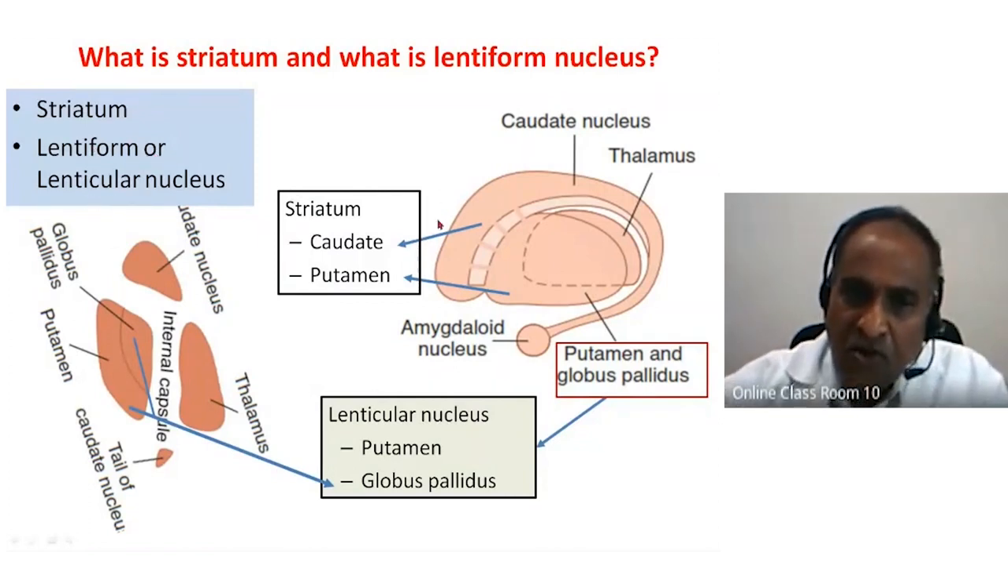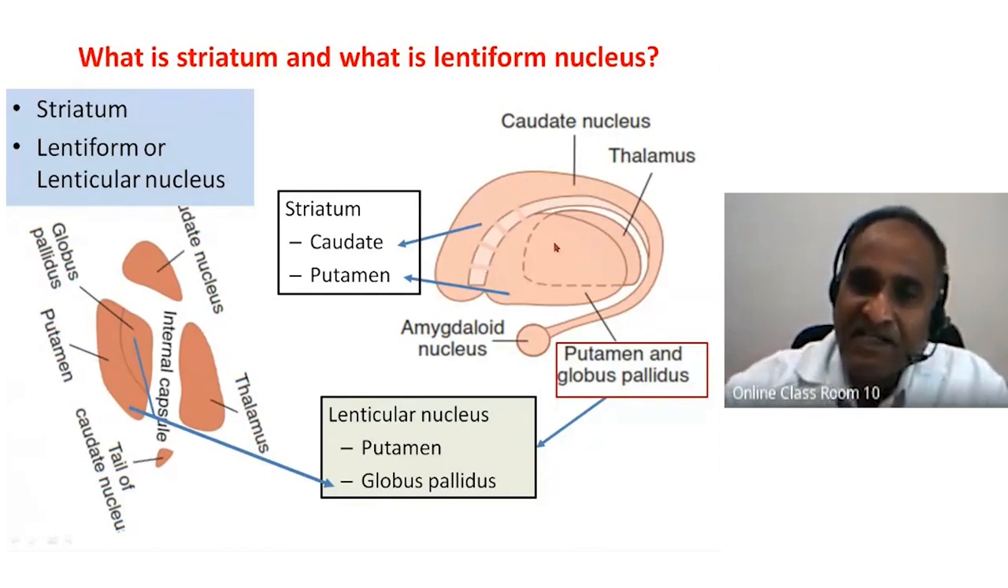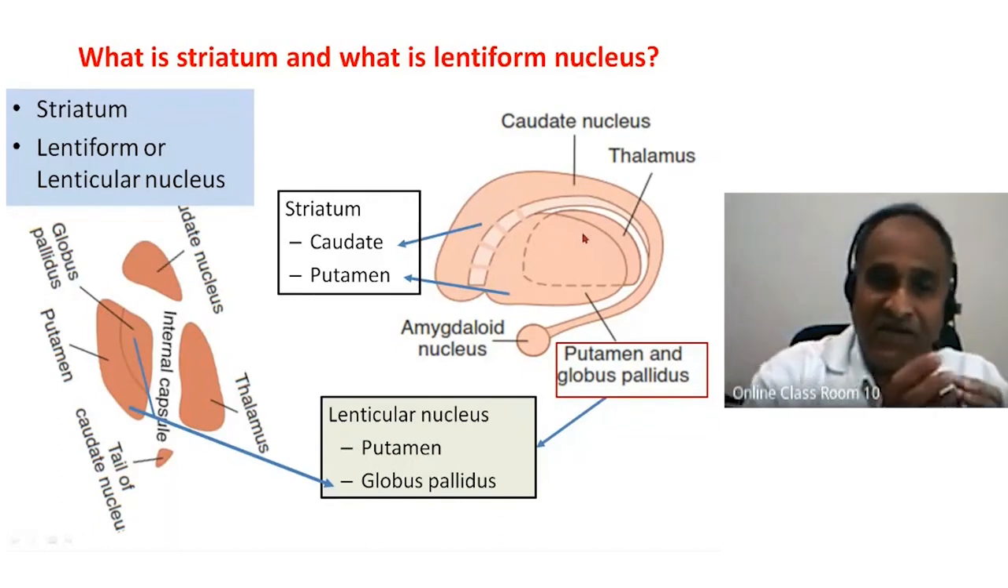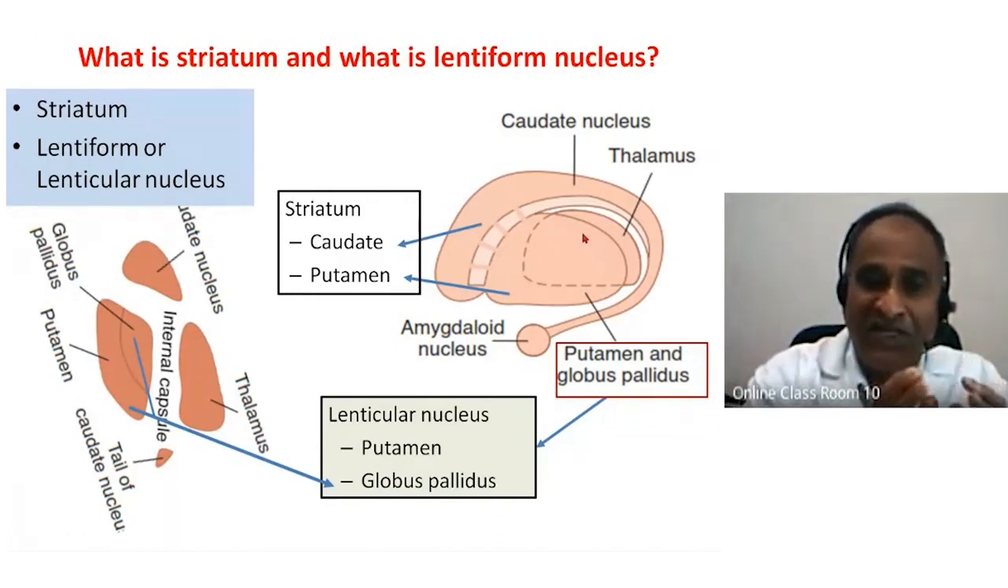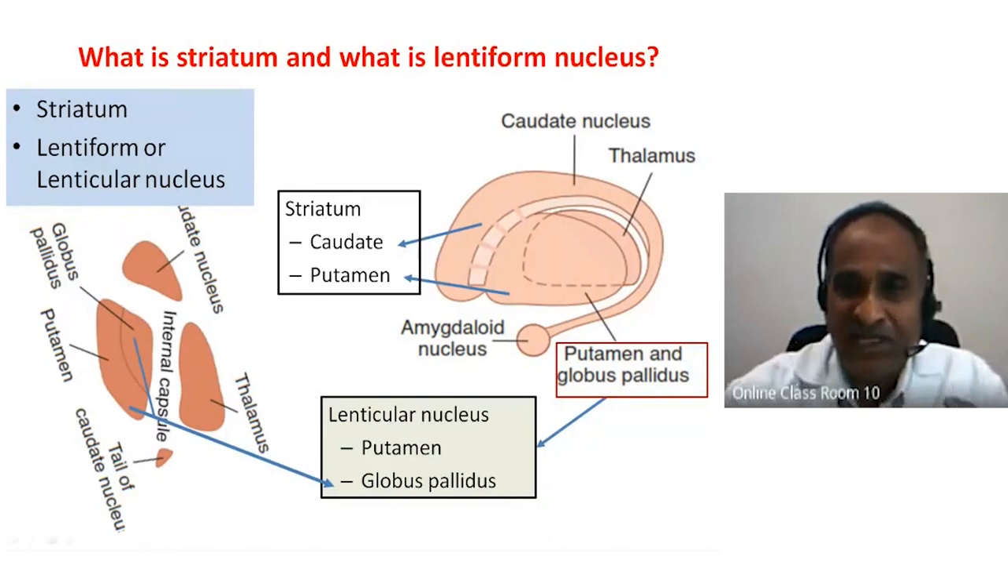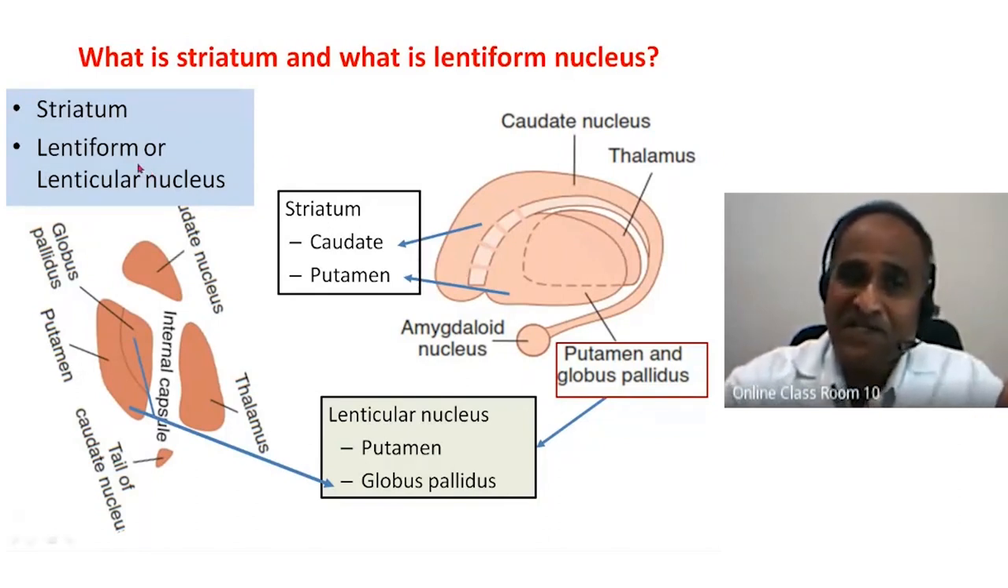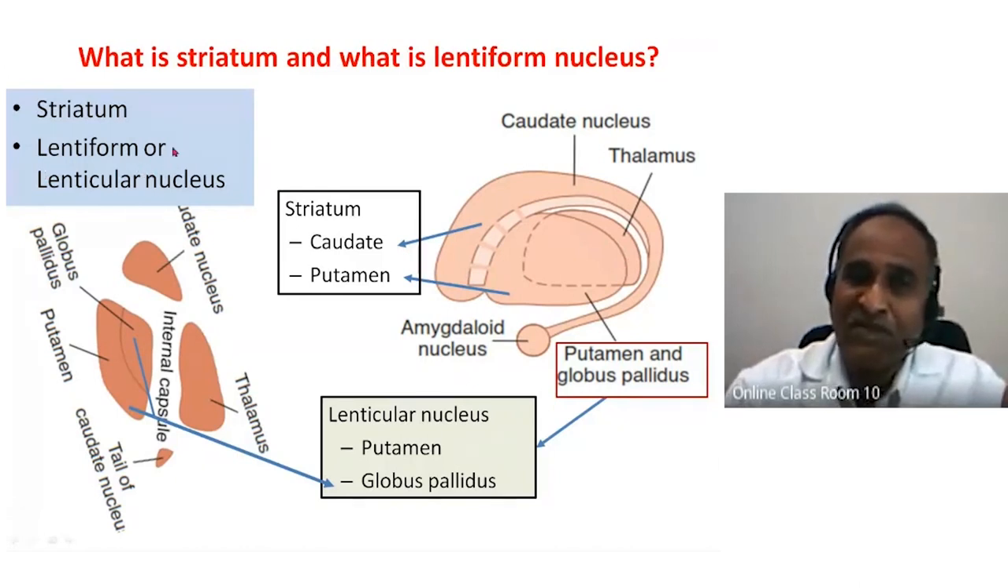Also, because this looks like a lentil, a dicotyledonous botanical grain. When lentils are germinating, you have a germinating layer coming up inside. That germinating layer is the thalamus. So maybe that is another reason why the lentiform name has come.